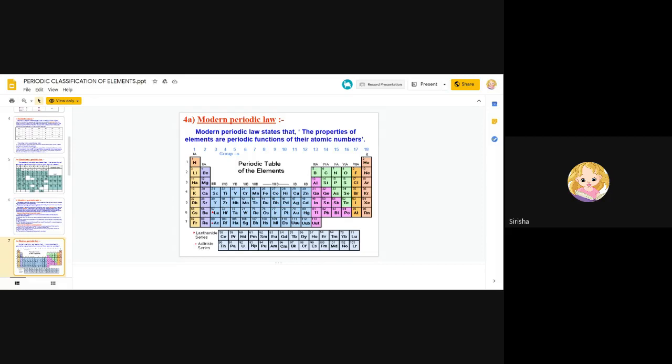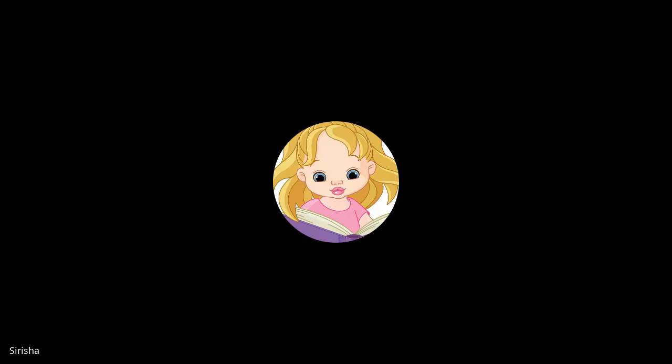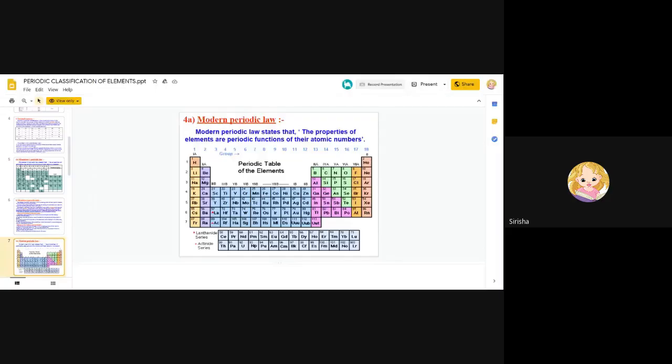Now let us see the modern periodic law. The modern periodic law states that the properties of elements are periodic functions of their atomic numbers. So till now, whether it is Dobereiner, Newlands' octaves, or Mendeleev, they only spoke about atomic masses. But here comes the modern periodic law, which states that the properties of elements are periodic functions of their atomic numbers.